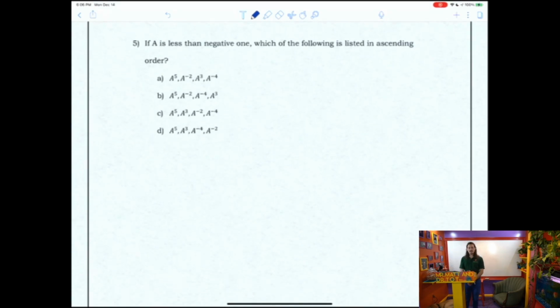Question number 5 asks, if a is less than negative 1, which of the following is listed in ascending order? We have a to the fifth power, we have a to the negative 2 power, we have a to the third power, and we have a to the negative 4 power. We'll take a few moments and solve that problem, please.